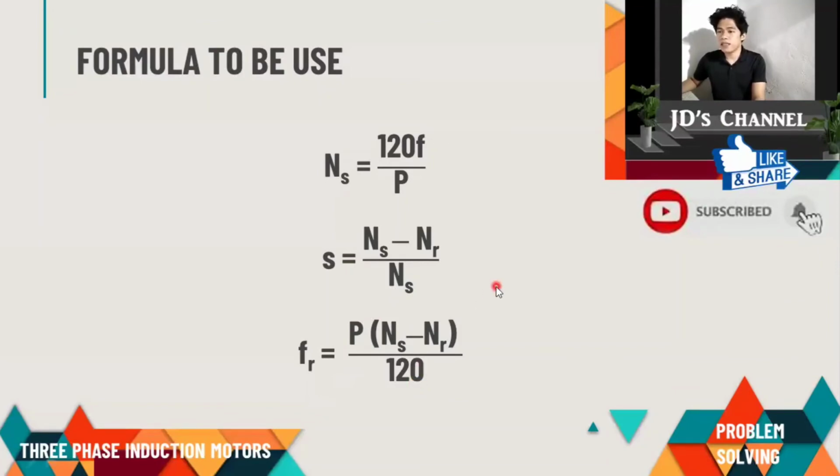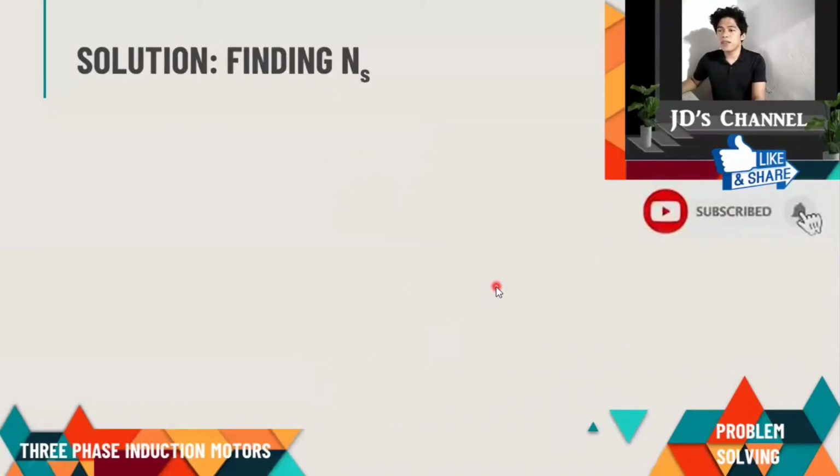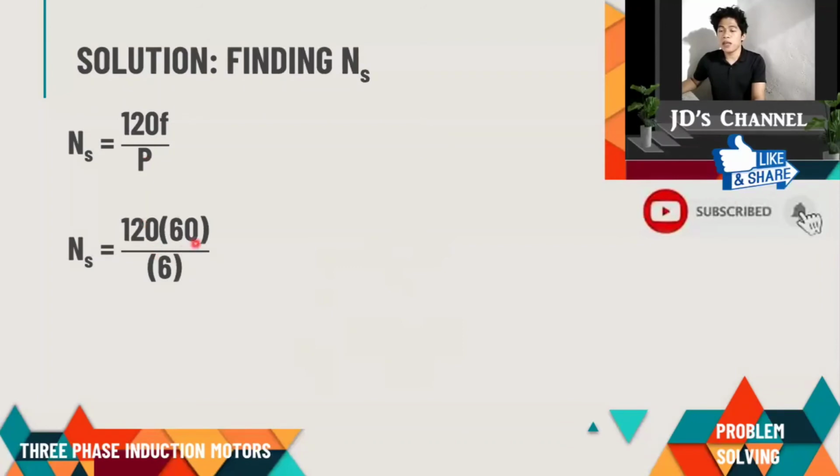Okay, so let's now proceed to our solution, class. First we need to find the NS. So what is our formula again? That is 120F over P, where P is the pole. Then we substitute our frequency and our pole, that is 120 times 60 over 6 poles. And what would be our answer for the value of NS? NS is equal to 1,200 RPM.